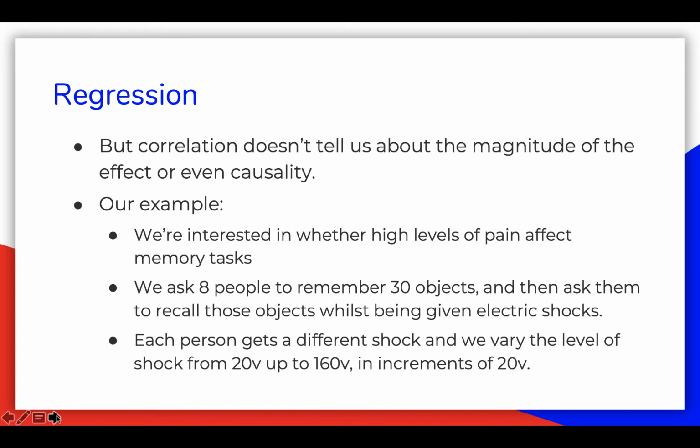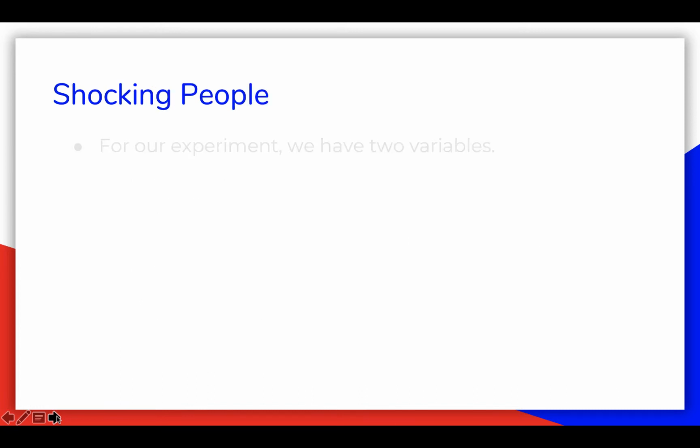So each person is going to get a different level of shock. It will vary between 20 volts and 160 volts, and it will be in increments of 20 volts. So some people will get 40 volts, other people will get 100 volts, and one person might get 160 volts, but it will vary from person to person. And then after they've received those shocks, we'll ask them how many of those original 30 objects they remember.